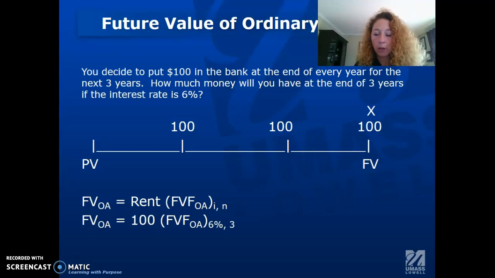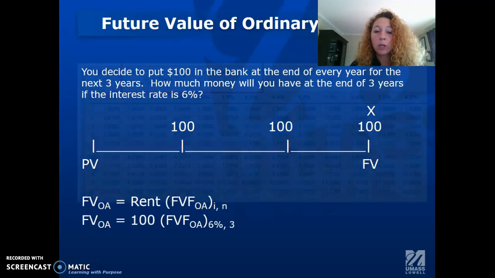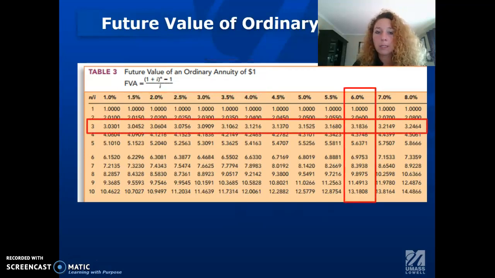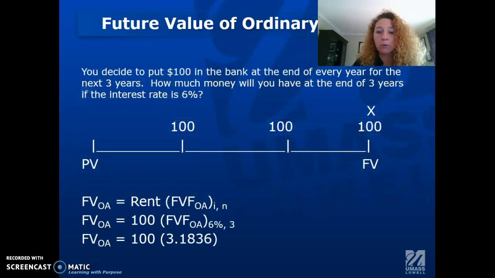So the future value of an ordinary annuity is equal to $100 times the appropriate table factor for 6% interest and 3 periods. So we're going to go to the future value of an ordinary annuity table, right? So again, that's table 3, but you can see the title there. And we'll go over to 6% and down to 3 periods, right? And where they intersect at 3.1836 is the number that we're going to use for our formula.